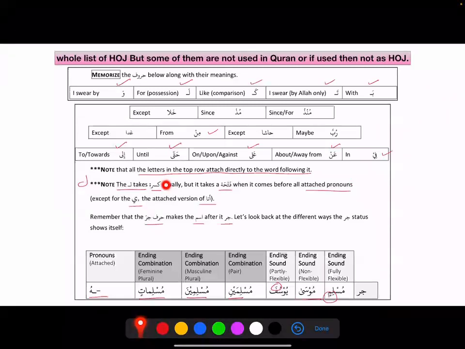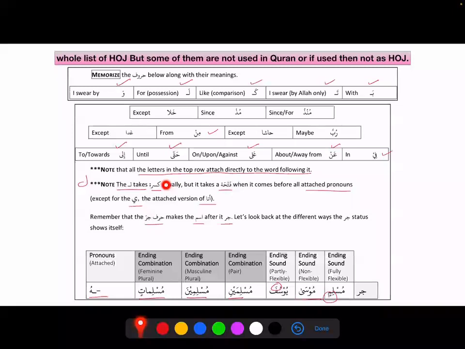Then here is the list of all the harfu jar: ba, ta, kaf, lam, waw, munzu, muz, khala, rubba, hasha, min, ada, fi, an, ala, hatta, ila. So you see a few new words over here. They are harfu jar, but we are interested only in the 11 that are used in the Quran.